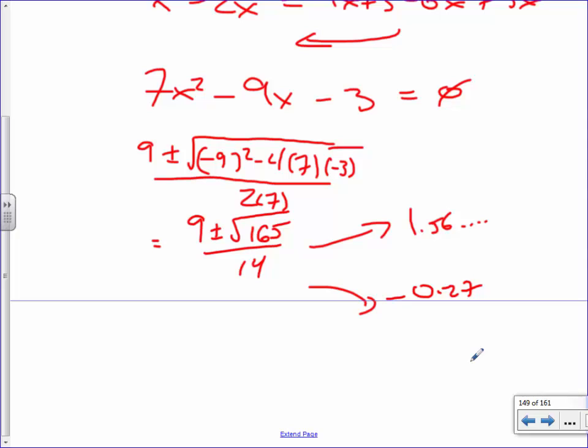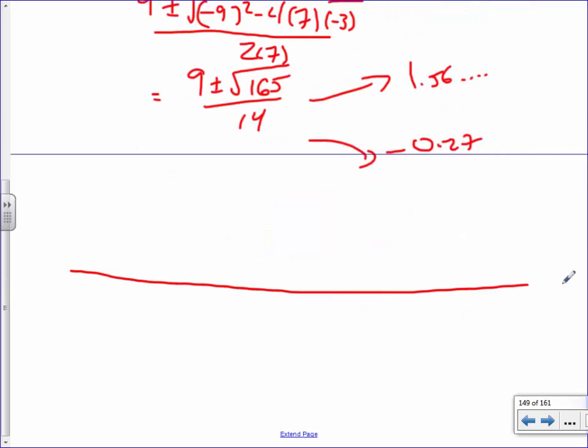Anybody get anything different than that? Okay. Now what do I do? This wasn't actually an equality, it was an inequality. So what do we do with inequalities recently? Yeah, plot it on a number line. I don't need to make the number line massive or anything here.